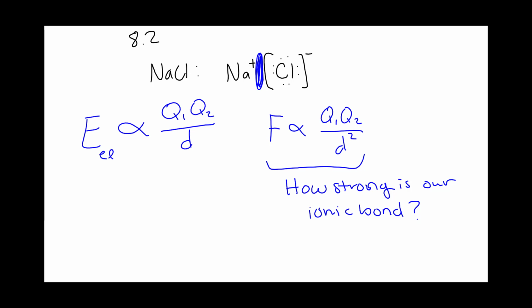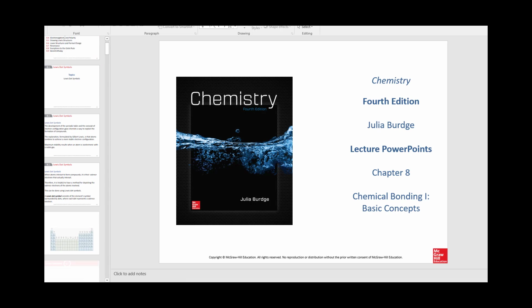The actual energy that we calculate associated with the strength of an ionic bond is called the lattice energy, with 2 T's. So the lattice energy is defined as the amount of energy it takes to break apart 1 mole of your ionic compound from its solid to its individual ions in their gas state. Let me switch real quick to the PowerPoint and show you what this would look like.